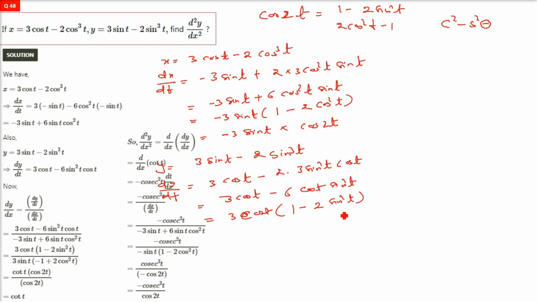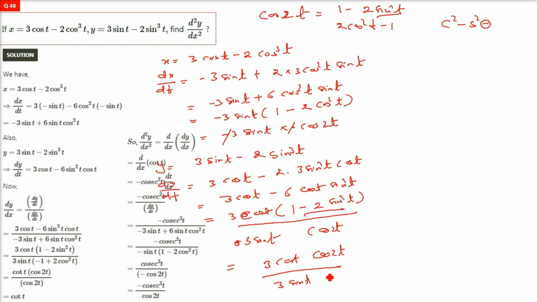Alright, so we have these two things, dx by dt and dy by dt, and finally we'll find dy by dx. I'm taking dx by dt and putting it in the denominator of dy by dt. So as I said, minus minus is going to be plus. So 3 cos t times 1 minus 2 sin square t is dy by dt, and 3 sin t cos 2t is going to be in the denominator. You know that 1 minus 2 sin square t is cos 2t only. We have 3 sin t here, and this is also cos 2t. This gets cancelled, 3 gets cancelled. Cos by sine is cot. So dy by dx is cot t.